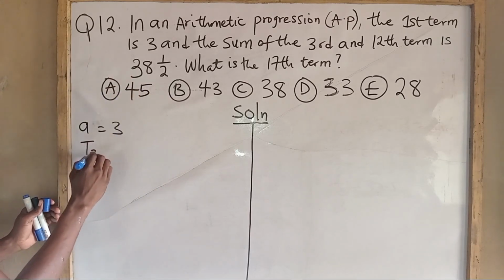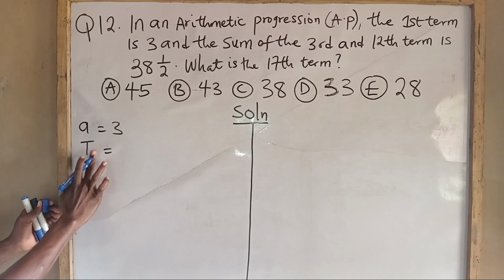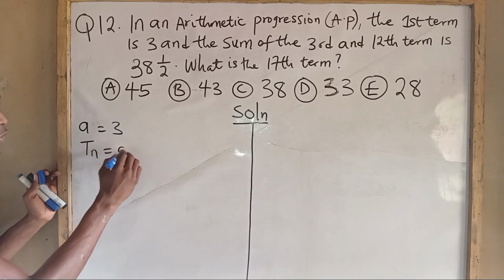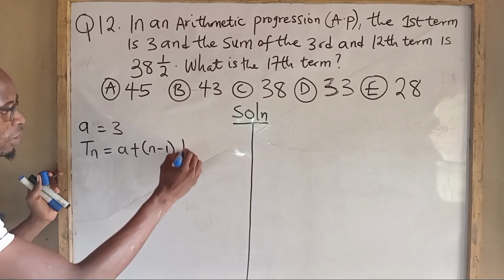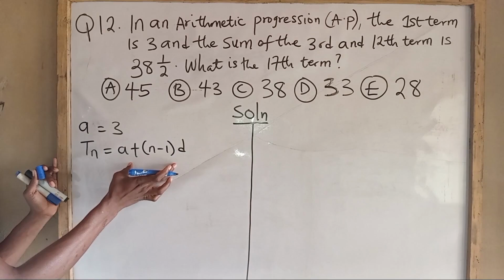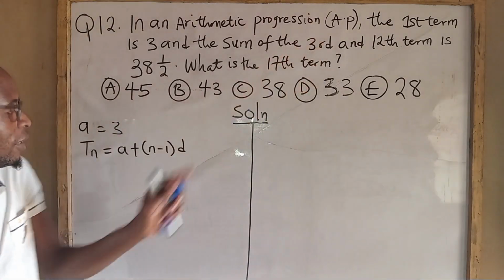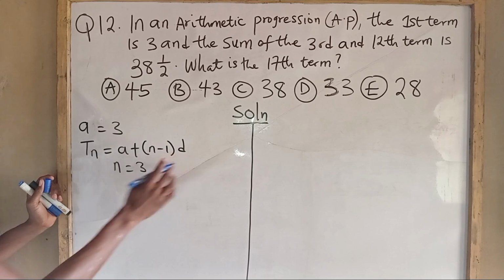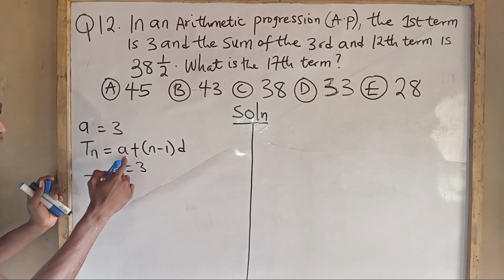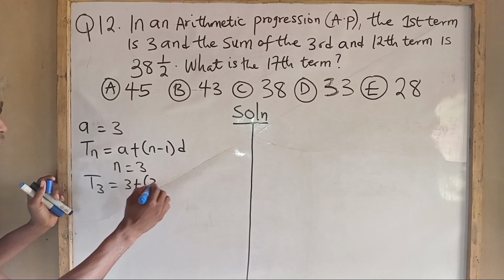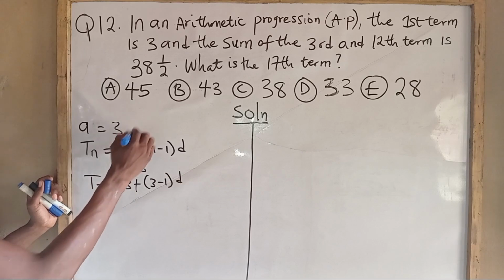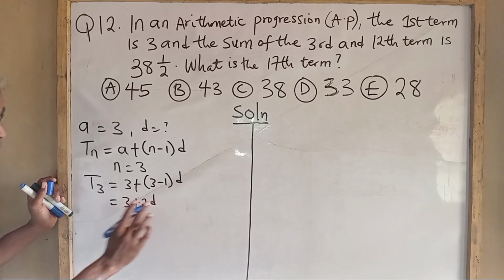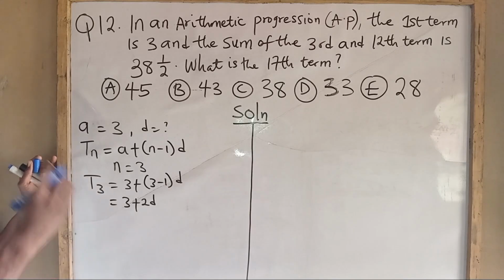Now, for the third term, before I do this, let me simply give the formula for the AP. For AP, Tn equals A plus (n minus 1) times D. That is the formula for AP. Since we are illustrating the third term, n will be equal to 3. So if n equals 3 and I replace it into this formula, I should have T3 equals A, which is 3, plus (3 minus 1) times D. Of course, D is unknown. All right, so we have 3 plus 2D. So this is for the third term.